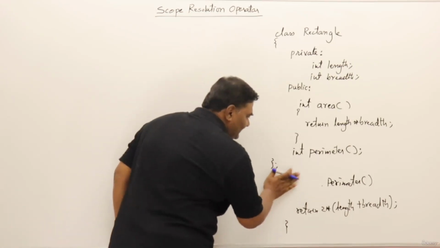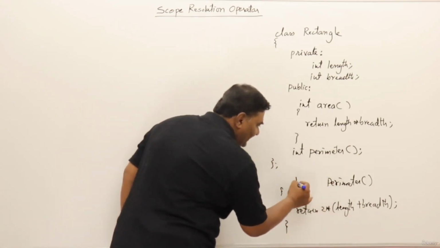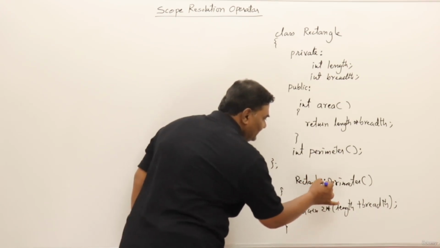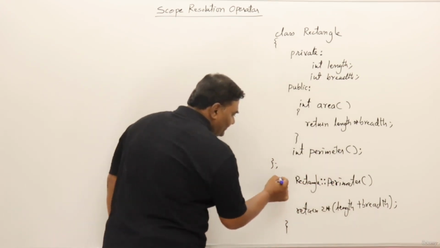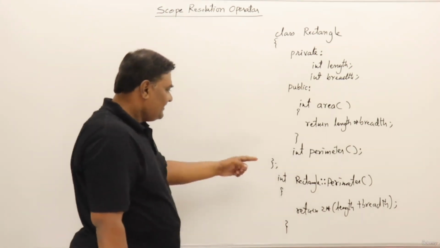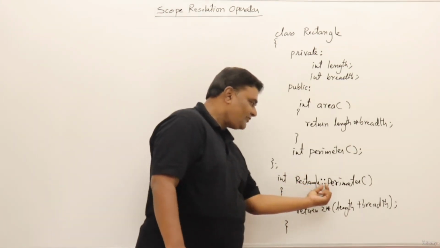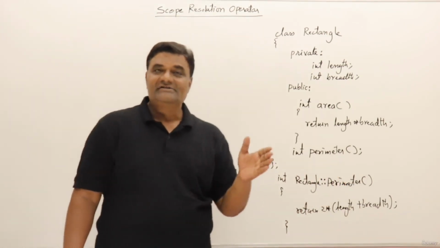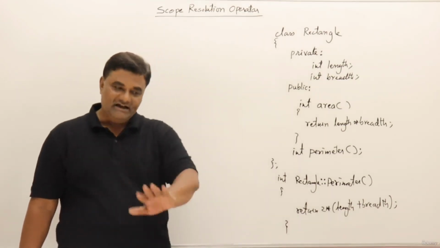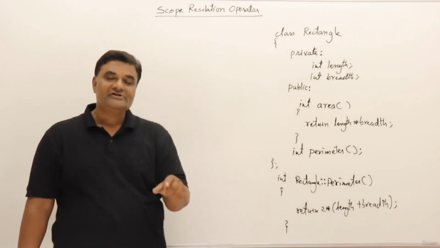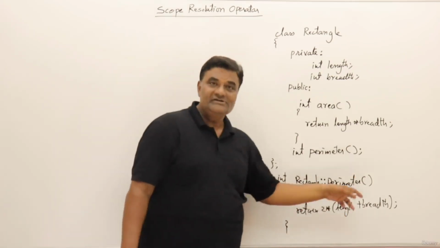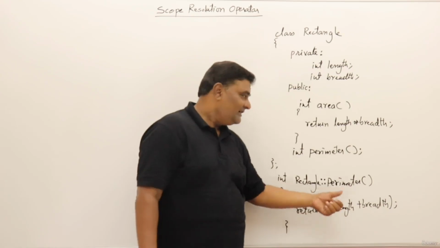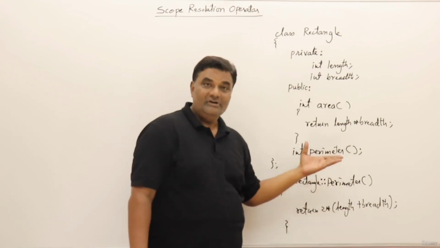So for that, before the function name, I should write the class name, rectangle, and double colon, that is scope resolution. Before that, we write the return type. So now if you see, return type, class name, scope resolution, and perimeter function name. So before the function name, it is qualified with the class name. The scope resolution shows that the scope of this function is within this class that is already given here. So this is the same function. We are writing the body outside.